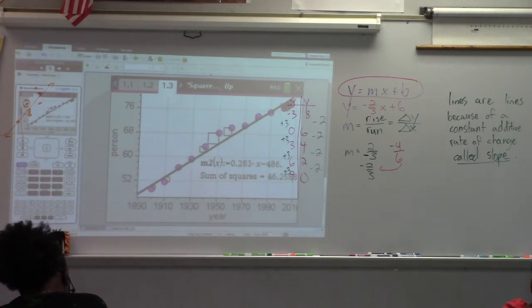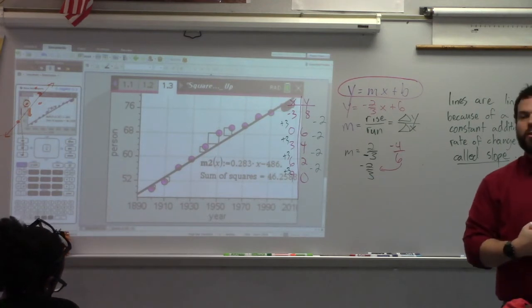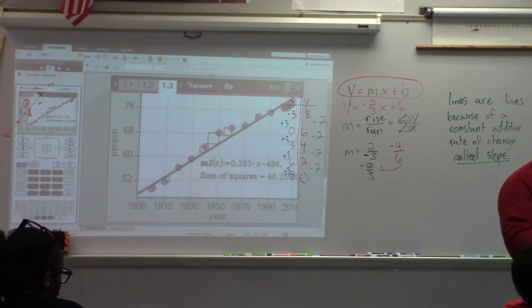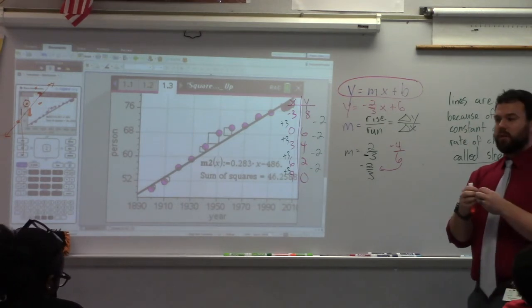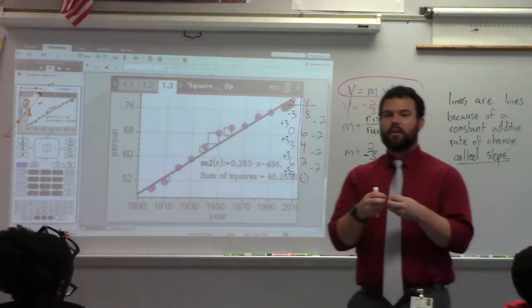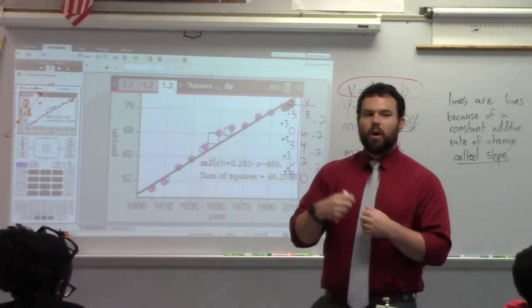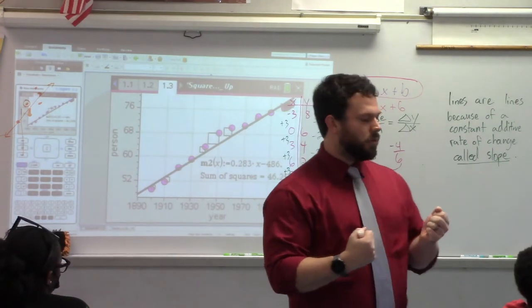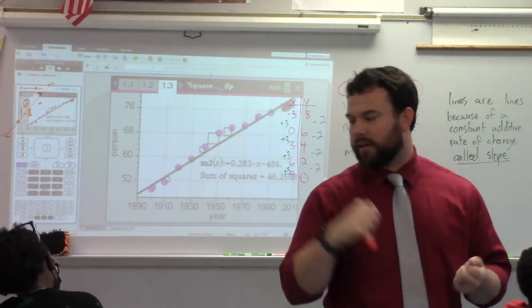So work, talk with each other, but try to move that line around to make the lowest sum of squares possible. Remember, where does the cursor need to be to translate it up and down? Where on the line though? In the center, right? To translate up and down, you need that cursor in the middle. To rotate it, to change the slope, you need the cursor on the top or bottom, like the ends, okay?